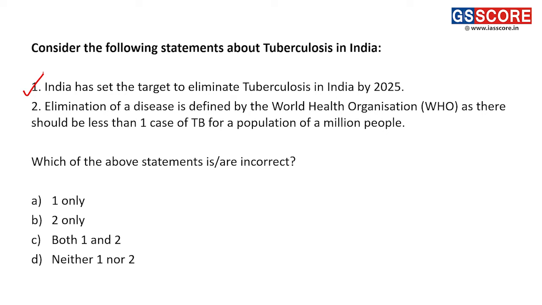Second, elimination of a disease is defined by the WHO as there should be less than one case of TB for a population of a million people. This statement is also correct. WHO defines elimination of a disease on the basis of less than one case of that disease for a million people. So both these statements are correct, but we are supposed to find the incorrect statement, and that's why the answer is D, neither 1 nor 2.